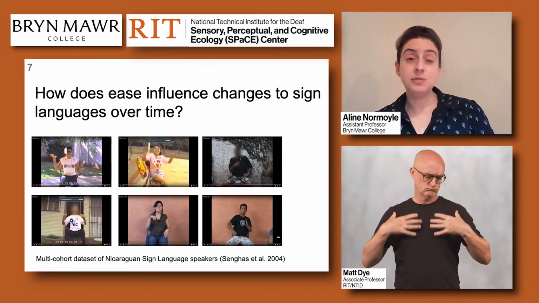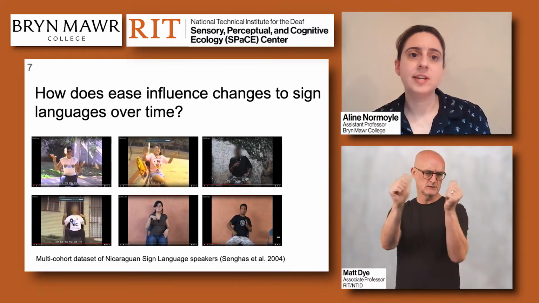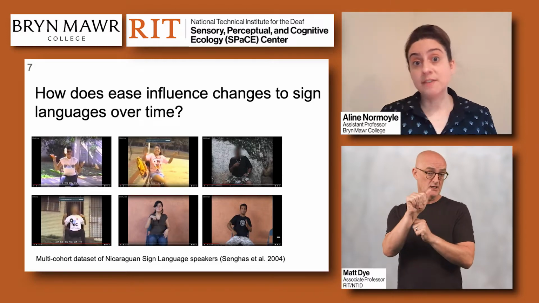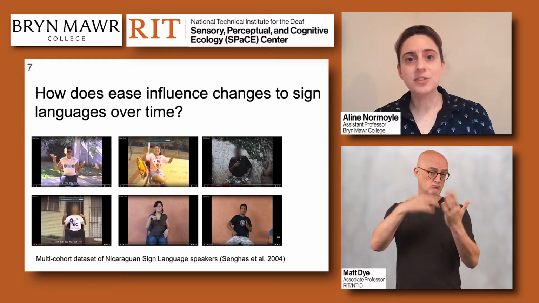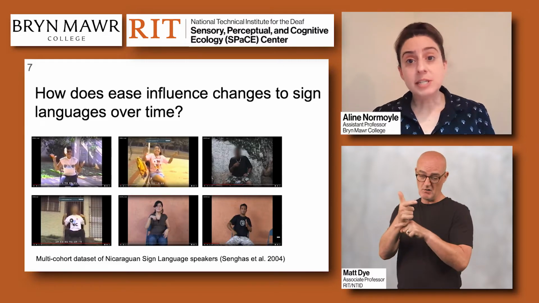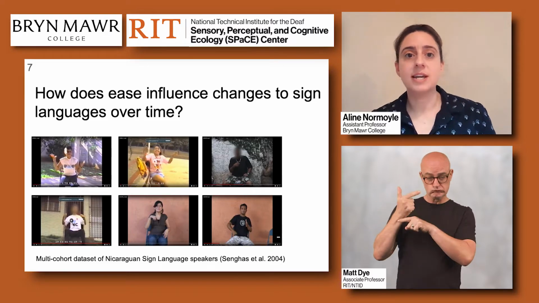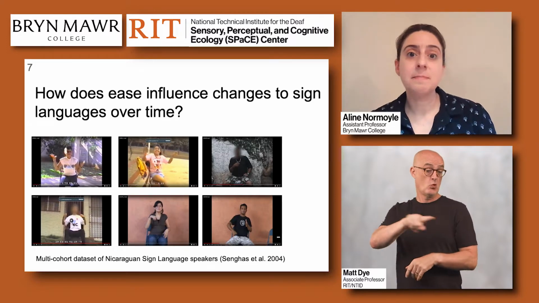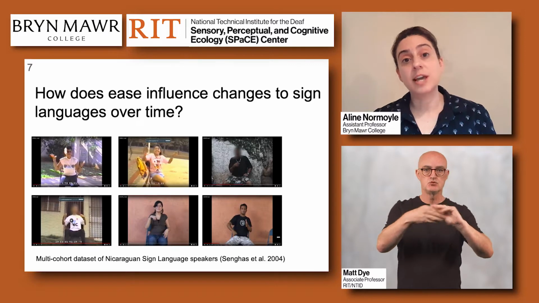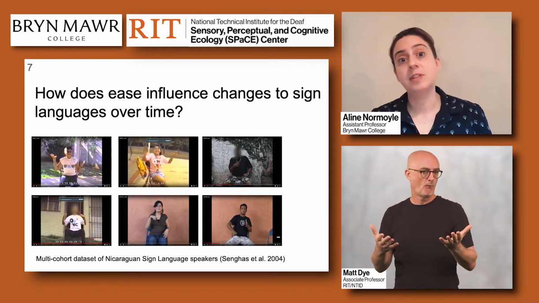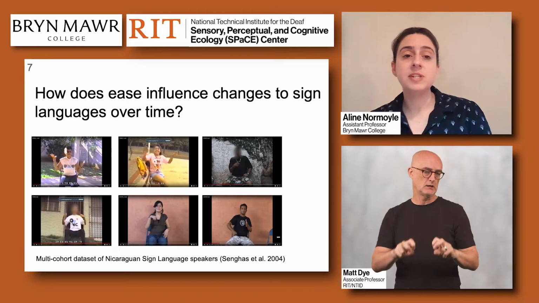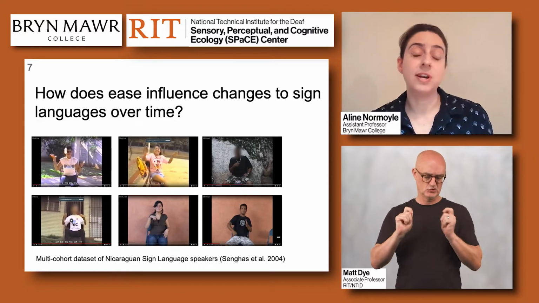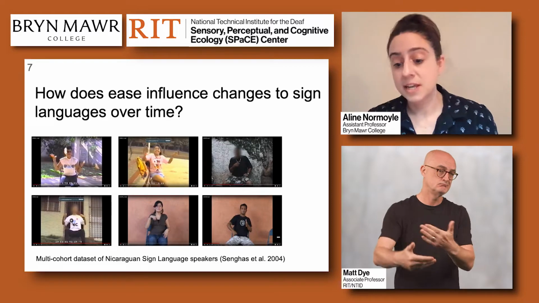To study these two questions, we've been working with a data set from the Nicaraguan Sign Language Project. This project looks at several generations of signers taken over a 30-year period, and the participants in this study are all signing the same sets of stories. So this data set gives us a unique opportunity to look at our second research question: how do languages change over time? But we still have this challenge of how we can measure the articulatory effort of the signs.